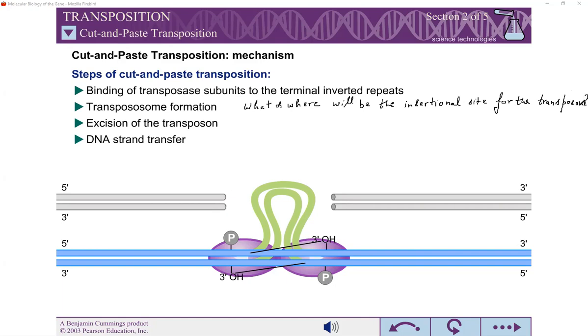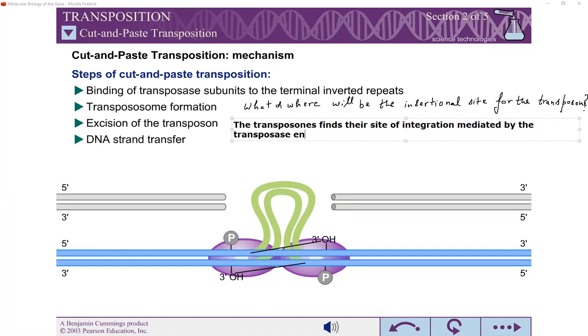Where would be the insertional site for the transposon? Every transposon will find its insertional site on the basis of the action of the transposase enzyme. The transposon finds its site of integration mediated by the transposase enzyme.